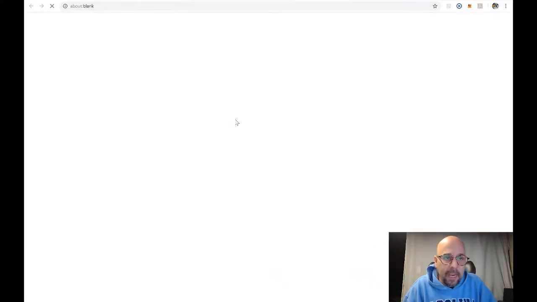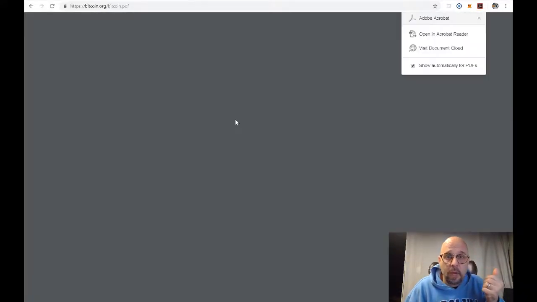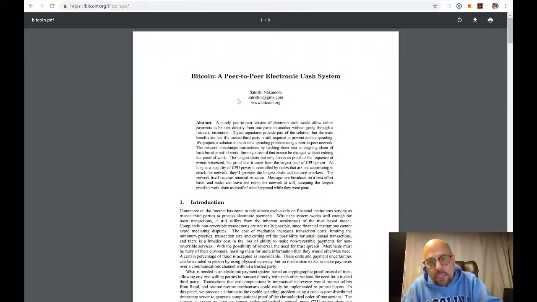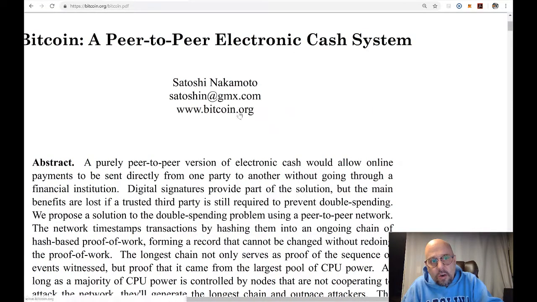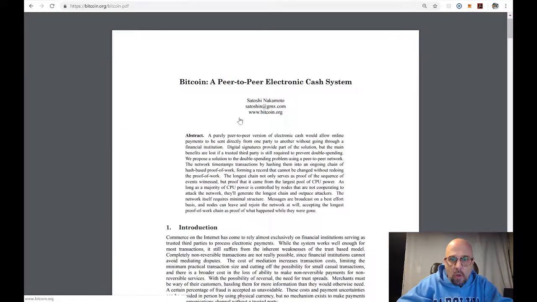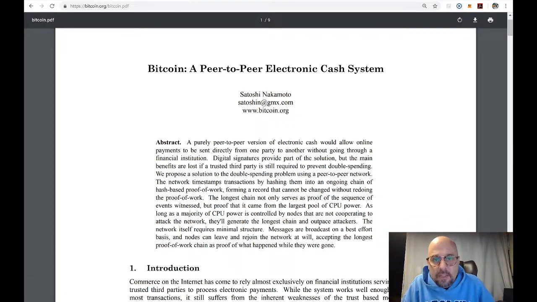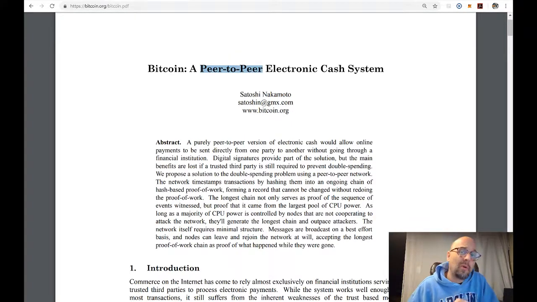So let's go ahead and take a look at it. If we click on this little link here, it'll open up the Satoshi white paper. If you do a search on Google, I'm sure you can find it. The interesting thing you'll see here is that Satoshi did call it Bitcoin, but his subtitle for this paper was, a peer-to-peer electronic cash system. So in essence, the goal is to let me send my money, much like I can send my email, to anyone in the world, anytime, any place, electronically, without having to go through a bank or a middleman.